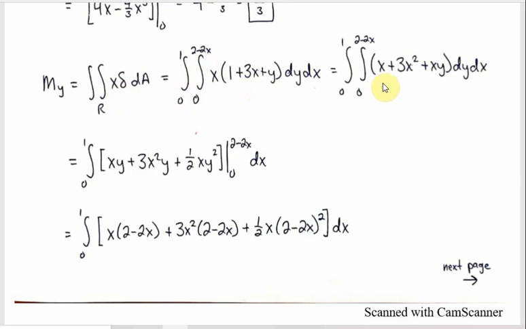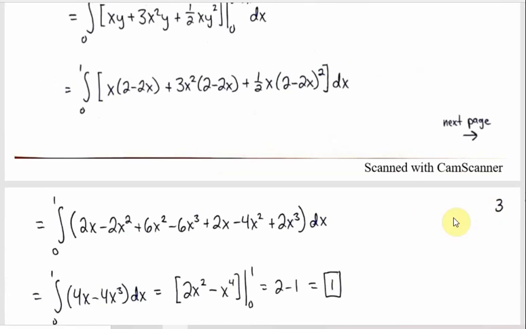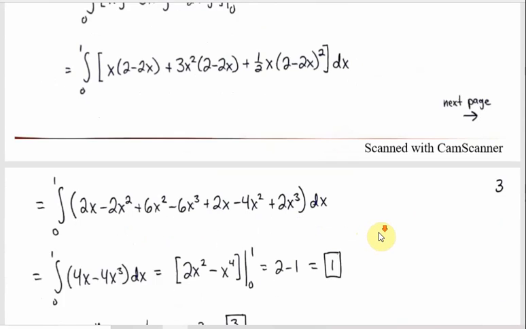So it's just that you're integrating a slightly different thing because you have to multiply by x. So you do that, you multiply the x through, you integrate it, and then you evaluate that at 0 and 2 minus 2x. So you get this. I think this is a little bit drawn out when you multiply that all the way out. No, not as long as I thought it was. I must be thinking of a different one.